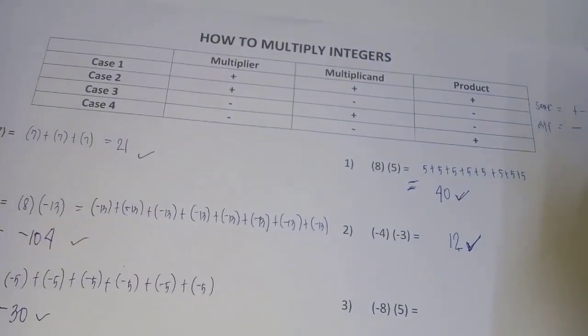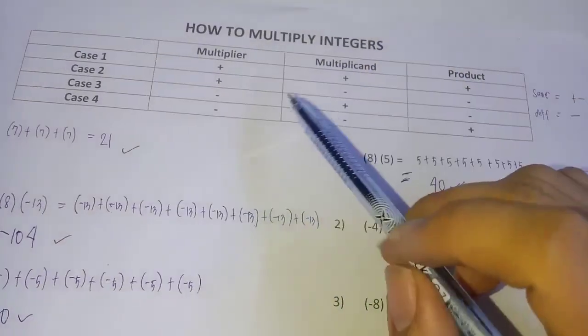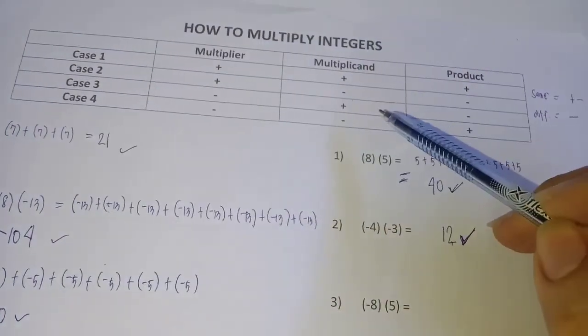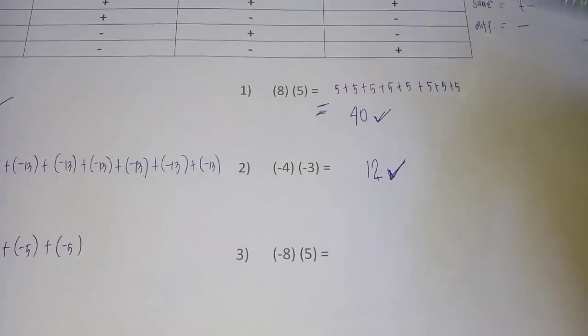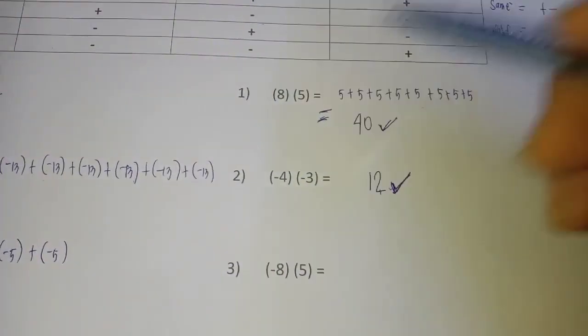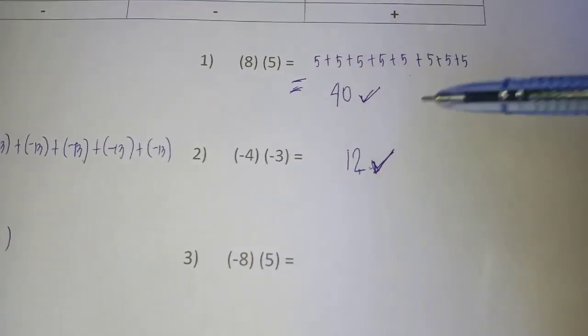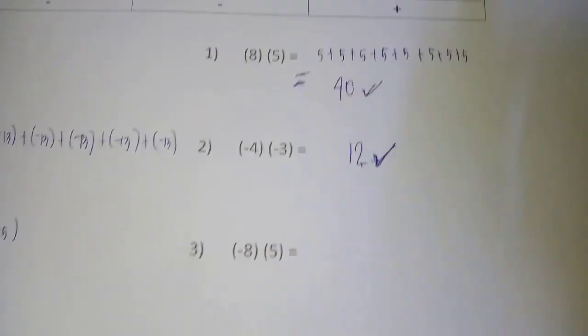So this is the case of case number 4. Multiplier is negative and multiplicand is negative, so we get a product of positive. Again, negative 4 times negative 3 is equal to positive 12.